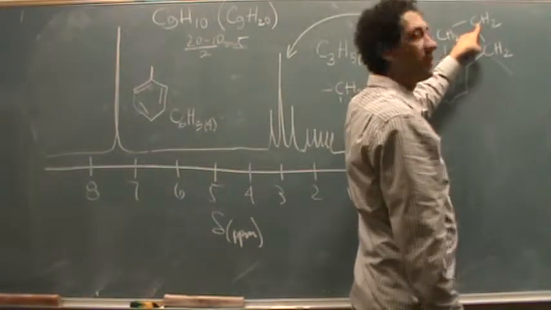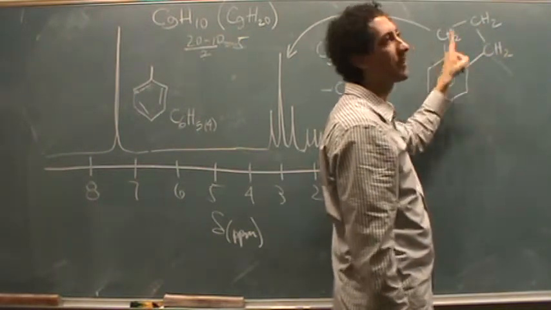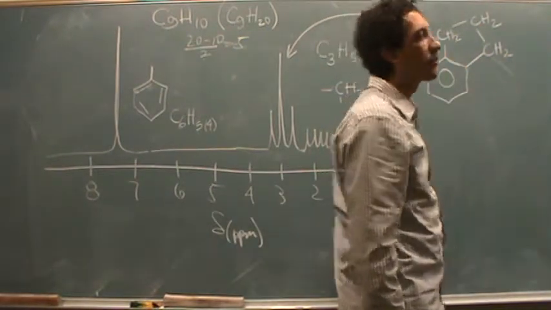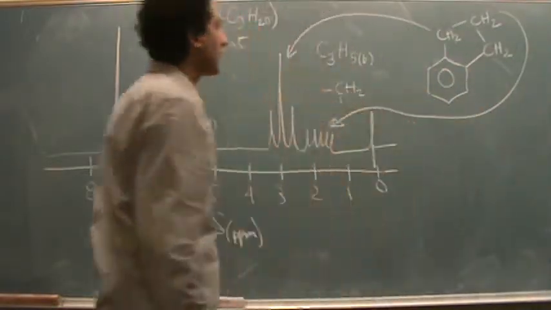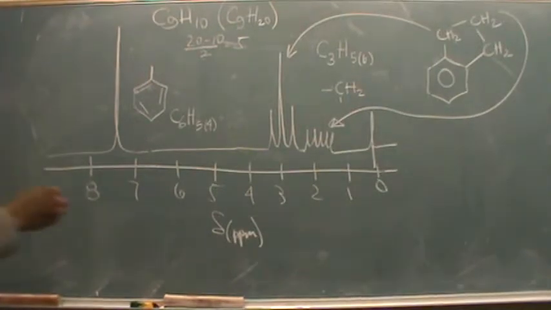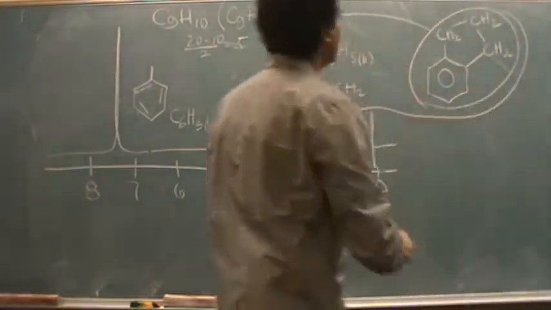These here, they're their own kind, and they're next to 1, 2, 3, 4, so they could give a quintet or 5 peaks. That's probably that one right there. This structure here works. That's our final structure.